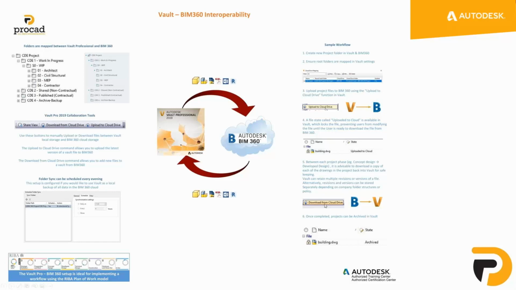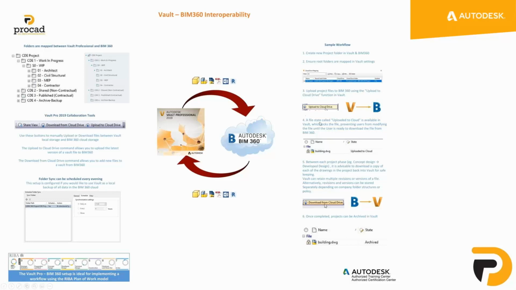Between each project phase, again, this is AEC based, but if you have concept design, detail design, developed design, these phases are available as states within the Vault as well. So Vault will retain multiple revisions and versions of a file. You can have a periodic download from the cloud if the guys are working exclusively in the cloud for a long period. You could still have a periodic download that would just archive a number of versions of those files, especially when changes are made. Vault can retain multiple versions of a file. Alternatively, revisions and versions can be stored separately.